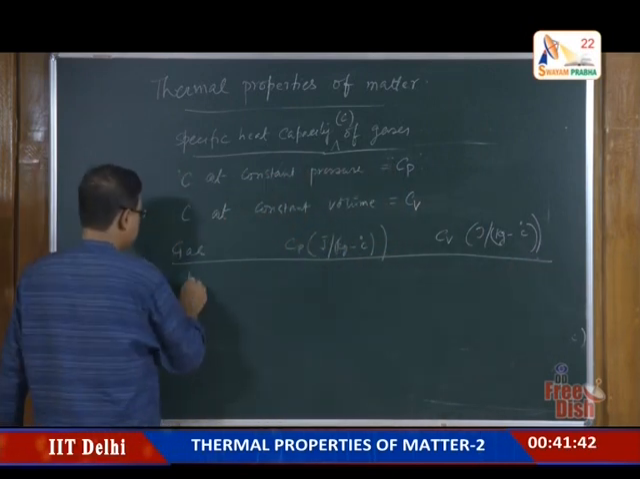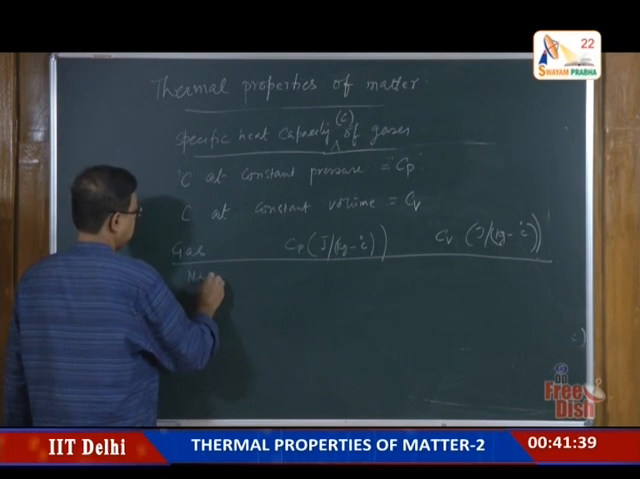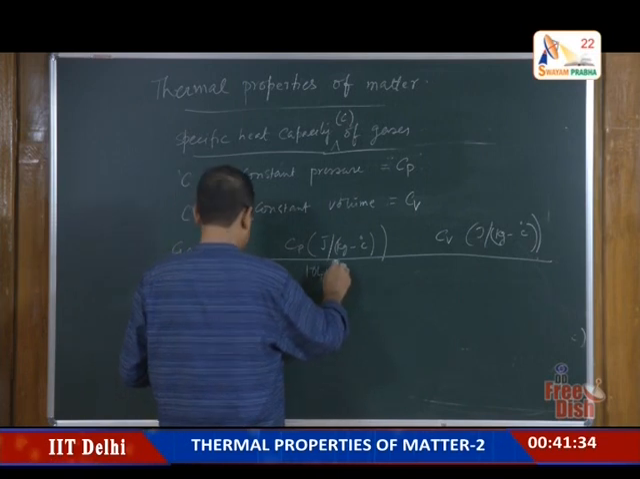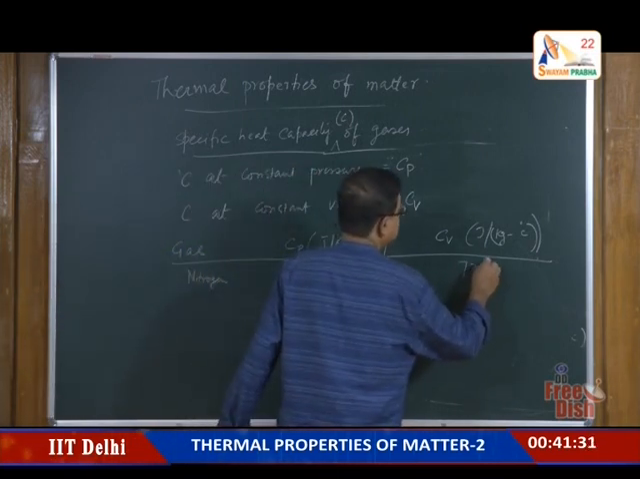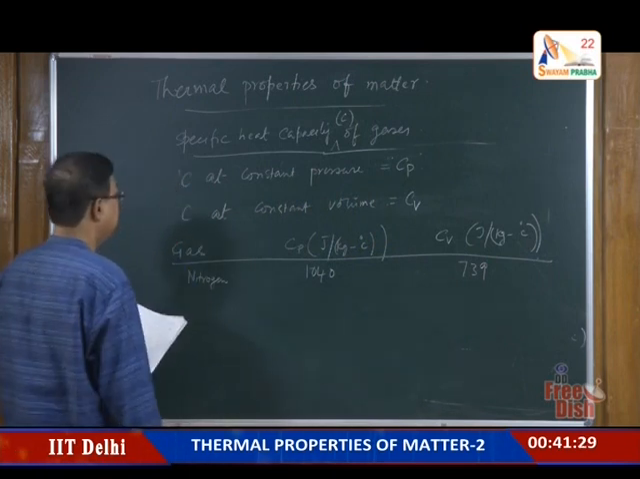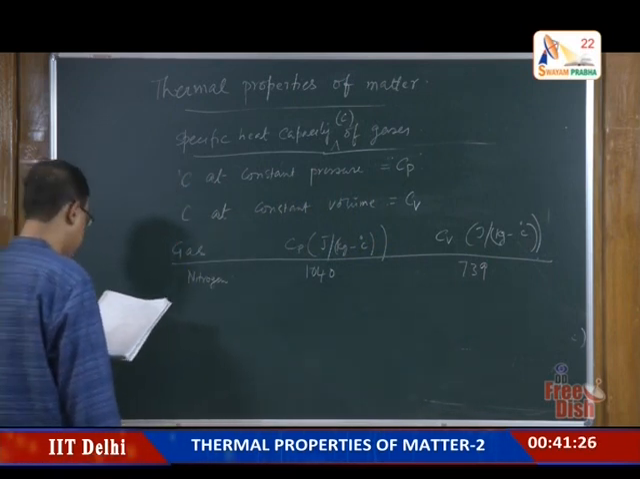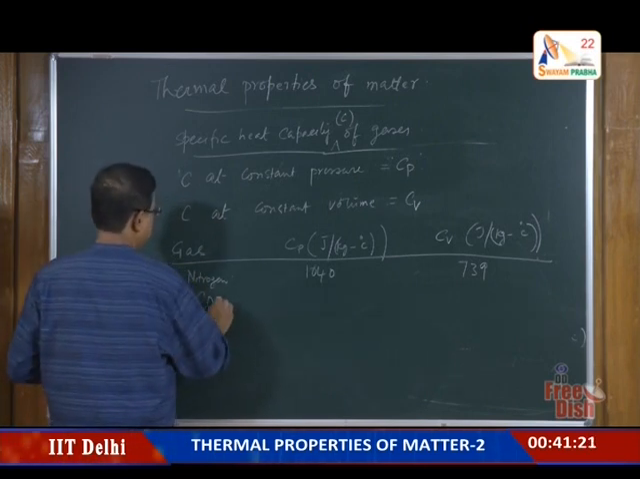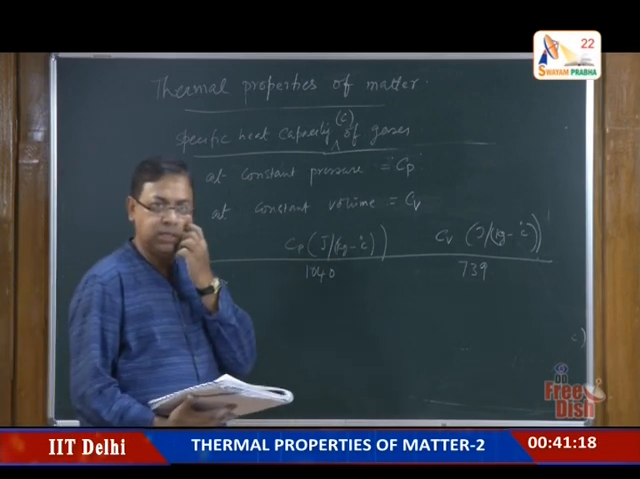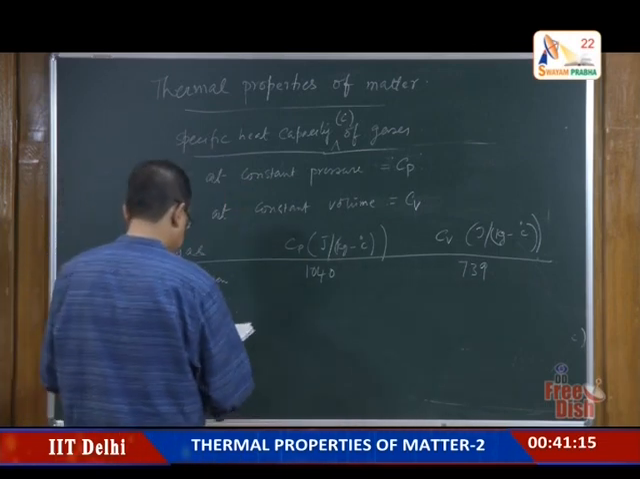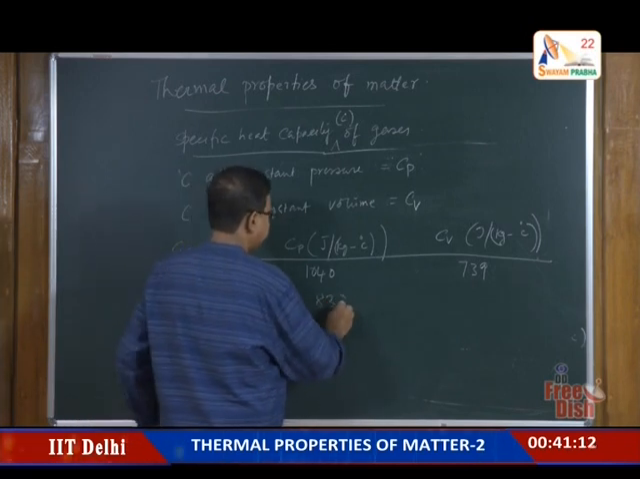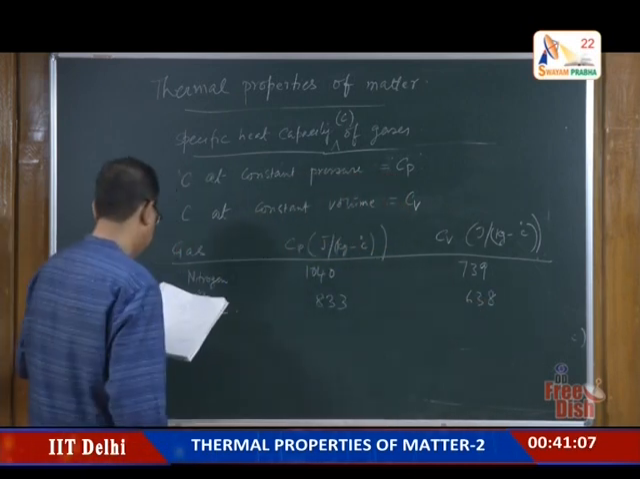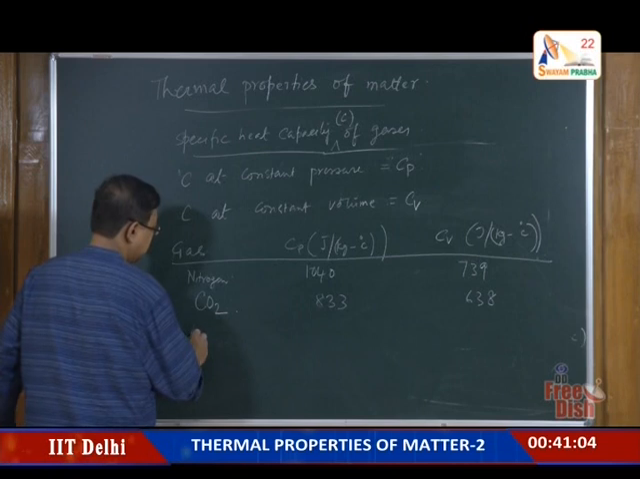And so nitrogen has a Cp of 1040, whereas a Cv, that is a specific heat at constant volume, of 739. Carbon dioxide, which as you all know is denoted by CO2, is equal to 833 and this is 638. And water vapor at 100 degrees centigrade.